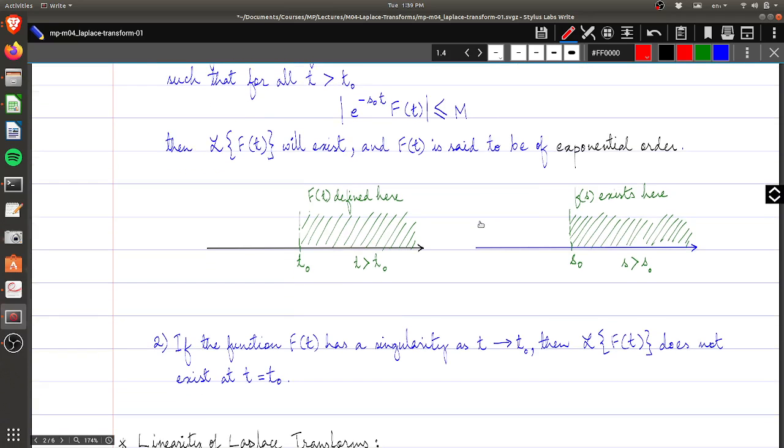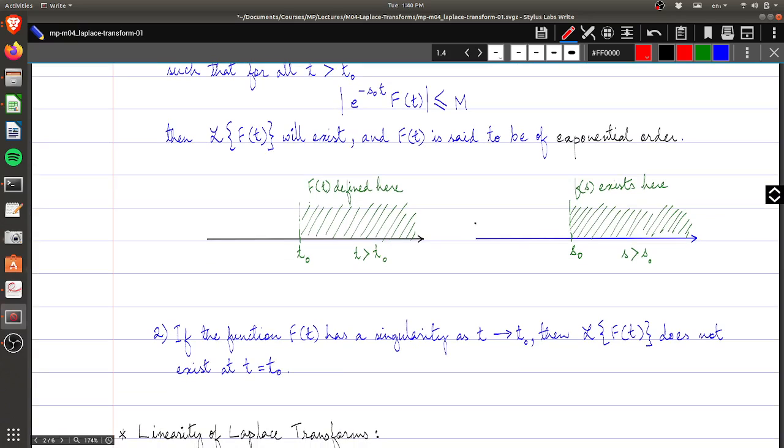This diagram is important because it tells you the range over which the Laplace transform is defined. There is some time t naught, and for all t greater than this time t naught, which I have circled over here, the original function f of t is defined within this region.